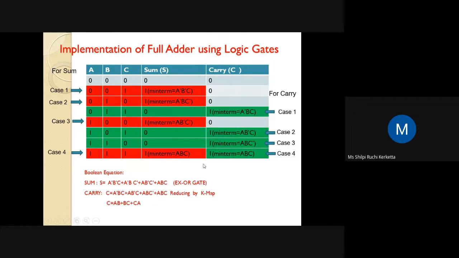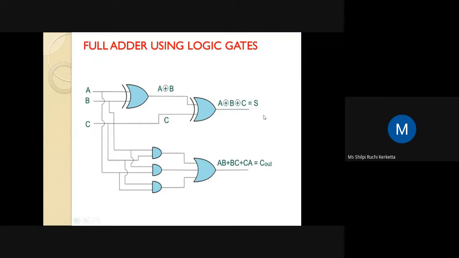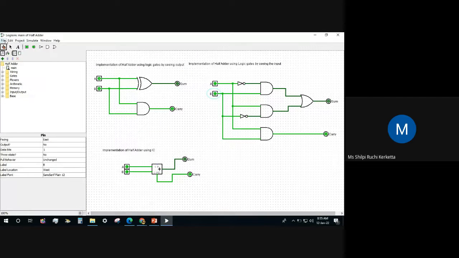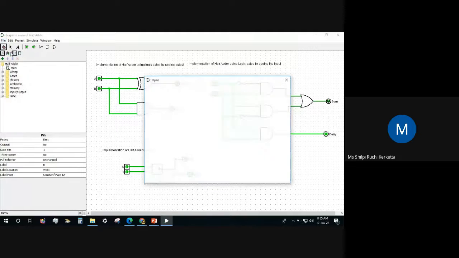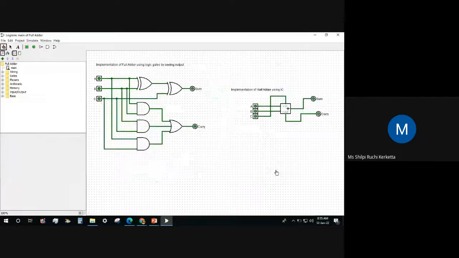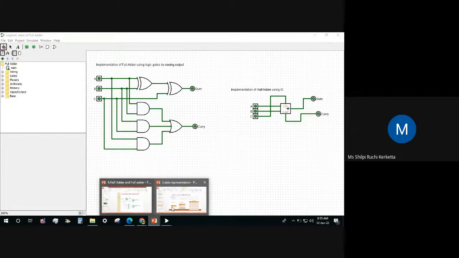So this is the theory. These are the three inputs we have to get a sum and carry, and we are using these logic gates to make a full adder. Okay. So we will do this in Logisim. If we give the inputs here, we will see the table.